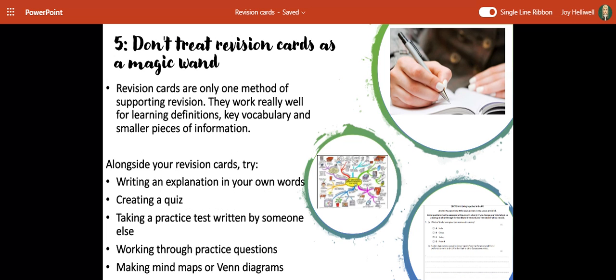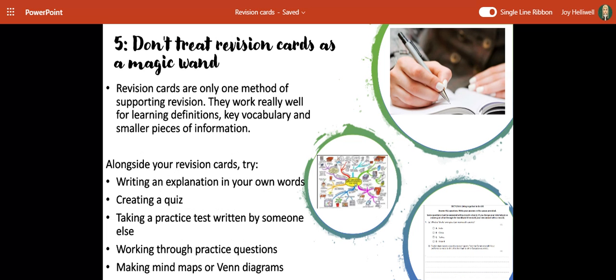My fifth top tip is not to treat revision cards as a magic wand. By creating a set of revision cards, it does not guarantee that learners will achieve the best grades at GCSE. So they're just one method of supporting revision, and they work really, really well for learning definitions, key vocabulary, and smaller pieces of information.